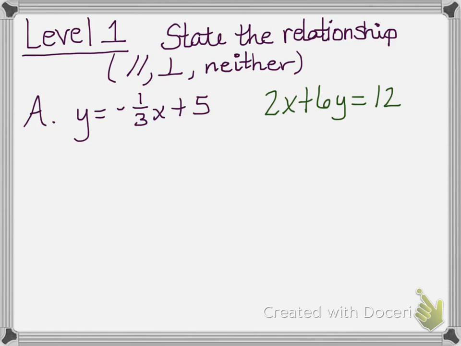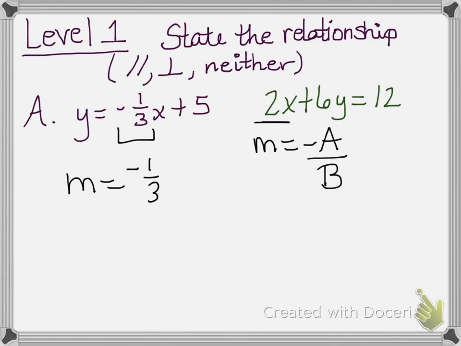So the first thing we need to do is find the slope. For this first one, we can see our slope clearly stated in y = mx + b form. Our slope here is -1/3. Now we've got to see what the slope is in our standard form. Well, we can put it into slope-intercept form and find out, or we can use our formula for standard form to find slope, which is m = -a/b. Right now our a is 2, so we put a -2, and our b is a +6. Then we simplify it down, and we have -1/3.